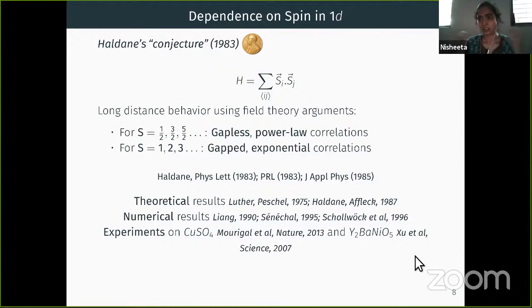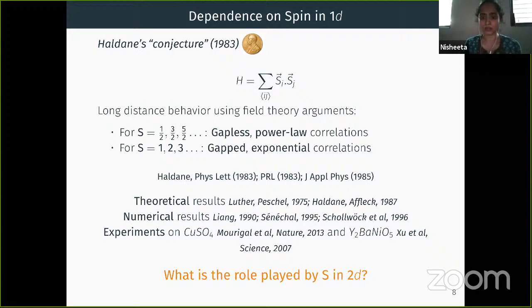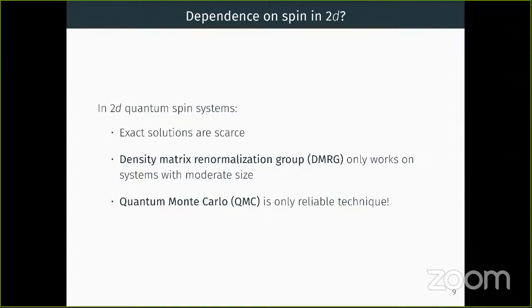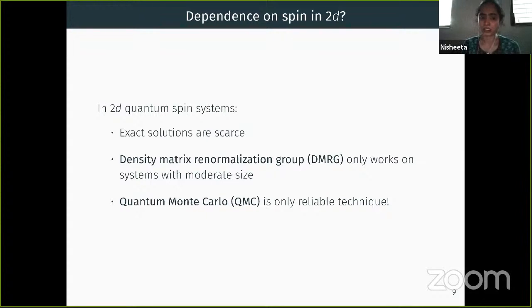So given this well-established result in one dimension, one might ask what happens in two dimensions. What is the role that spin plays in two dimensions in determining the quantum phases? This question is harder in two dimensions for a few reasons. In two dimensions, exact solutions are very rare. DMRG is a very powerful method in one dimension, but it cannot be extended as well to two dimensions. It works only on systems of moderate size, so you can't extrapolate the behavior to infinite size very reliably.